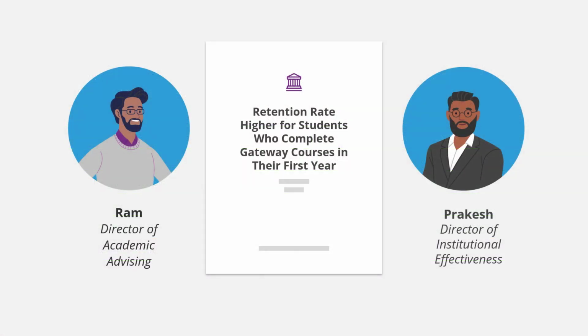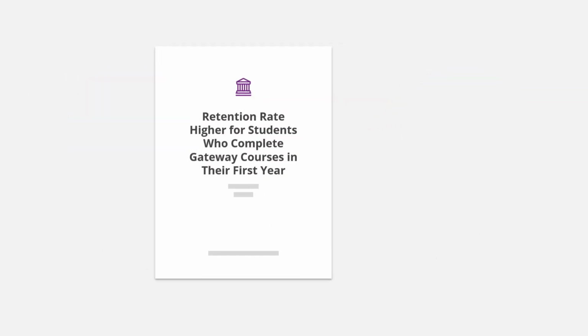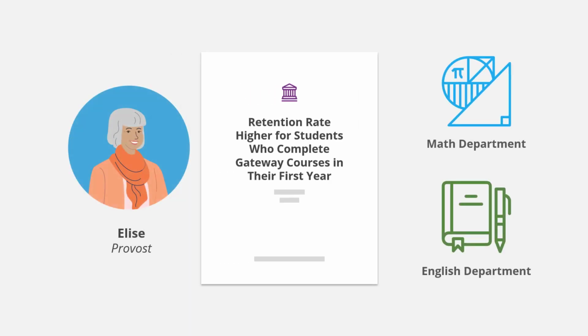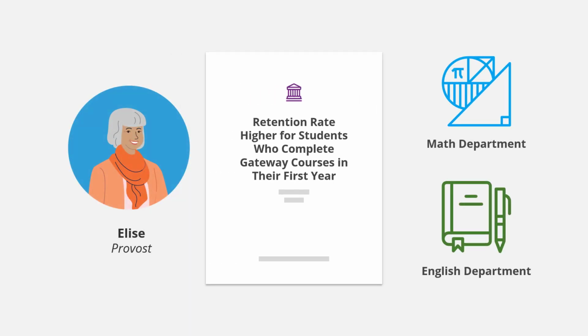Prakesh drafts a report summarizing this information and emails it to Ram. Ram shared the results with his academic advisors, who will now strongly encourage students to enroll in and complete their Gateway courses in their first year of college. Prakesh also sends the report to Elise, the institution's provost. She shares those results with faculty teaching Math and English Gateway courses.